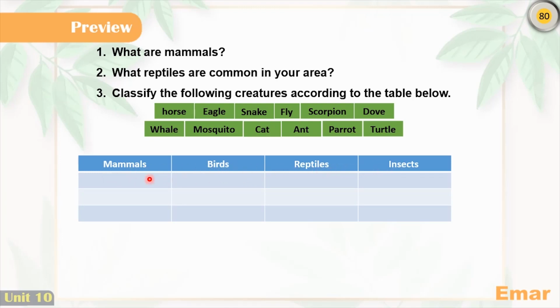You need to decide and put the right animal in the right column. Do you think they are mammals, or they are birds, or they are reptiles or insects? You can pause the video anytime you want if you need more time to think. Here we have the answers.